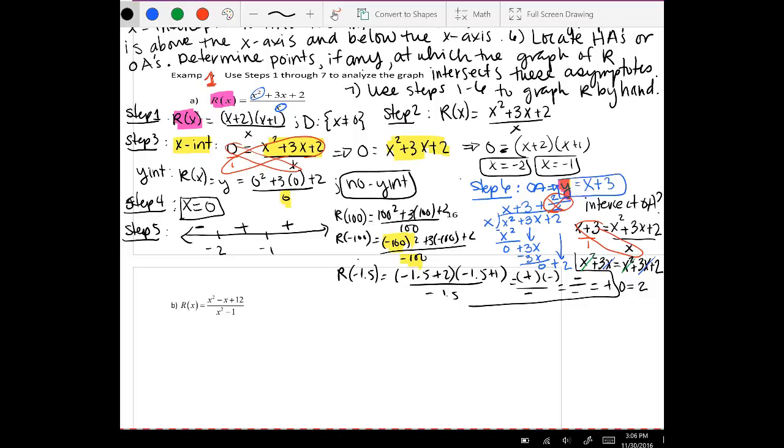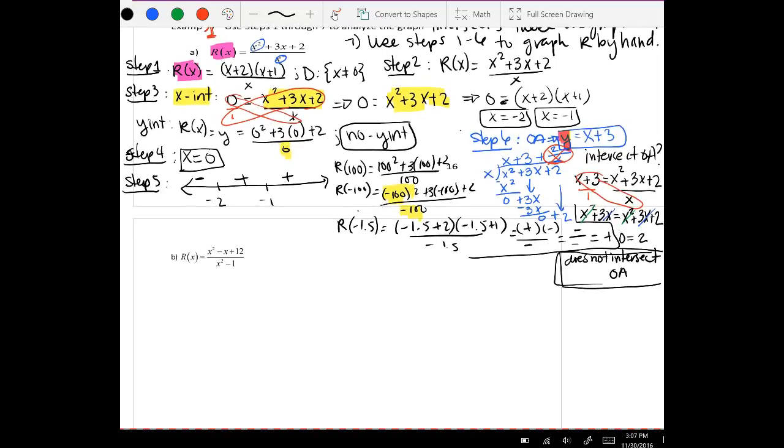Because it's not true, we are going to answer does not intersect OA. And yes, you have to answer that. All right, guys? Okay, so those are the 6 steps. We have one more. This step is just kind of putting it all together. We have everything we need. We just have to use steps 1 to 6 to graph it by hand.